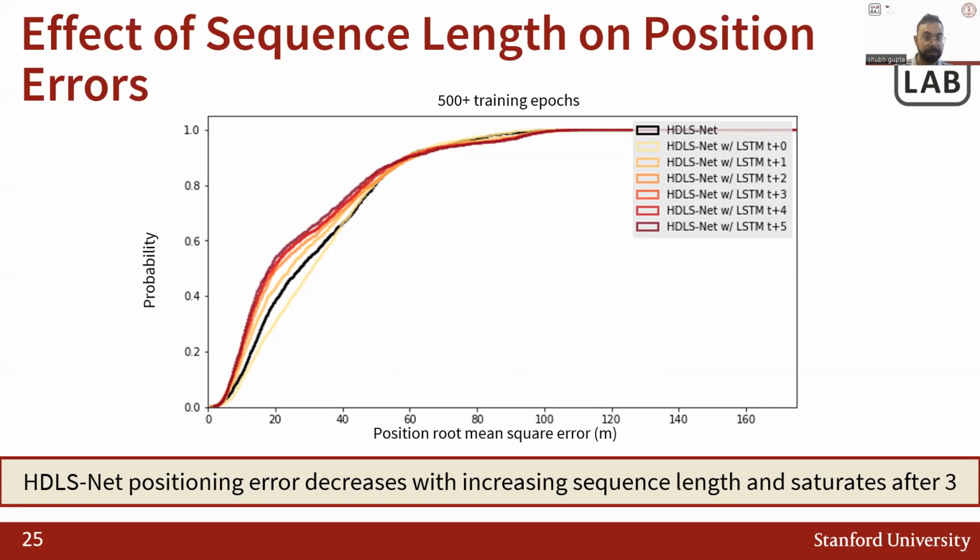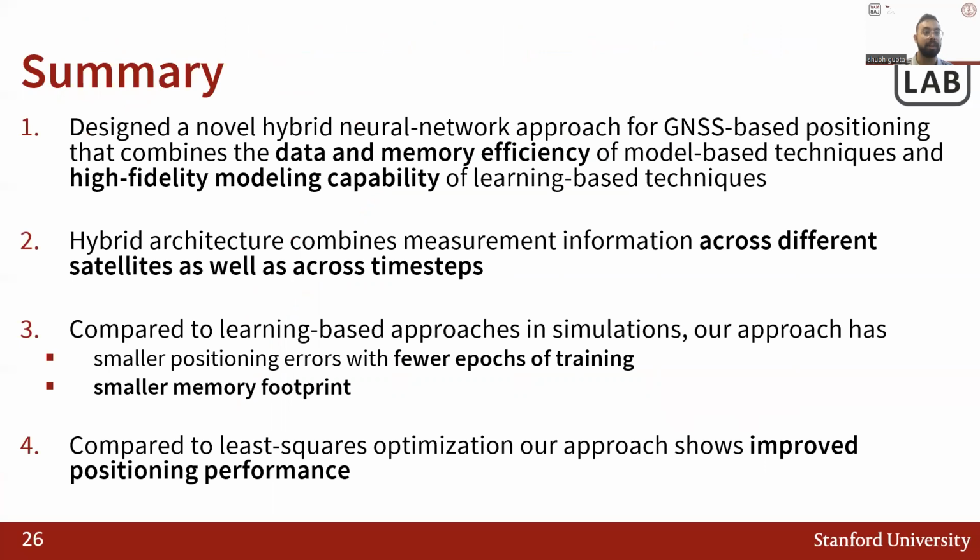So in summary, we designed a novel hybrid neural network-based approach for GNSS positioning that combines the data and memory efficiency of model-based techniques, as well as the high-fidelity modeling capability and adaptability of learning-based techniques. The hybrid architecture combines measurement information both across different satellites as well as across time steps.